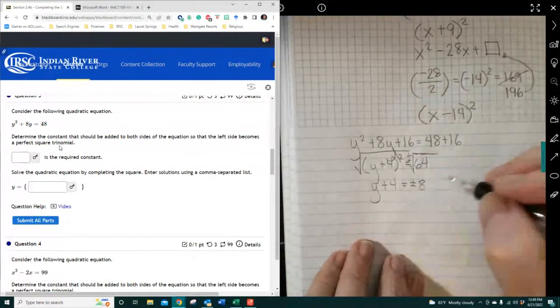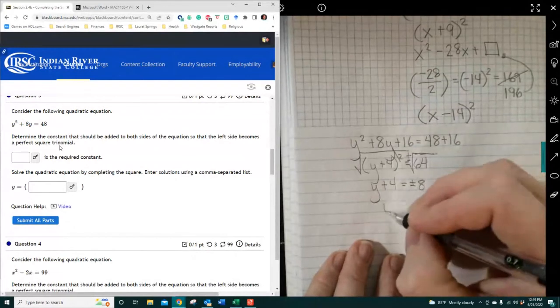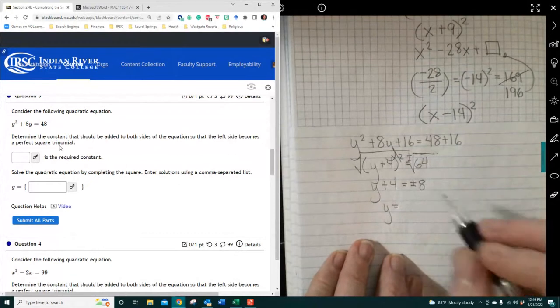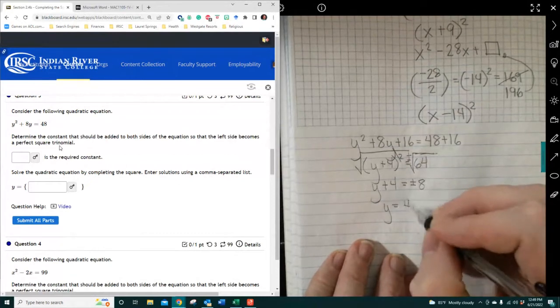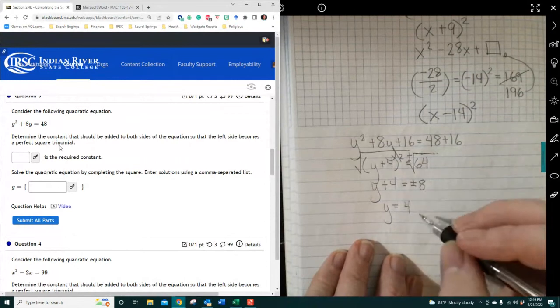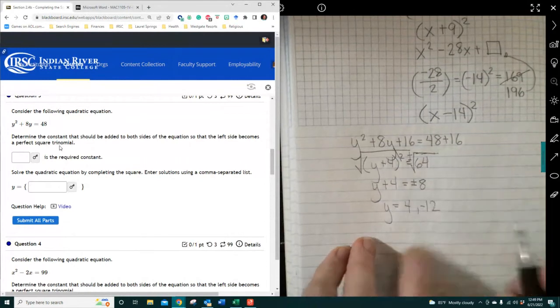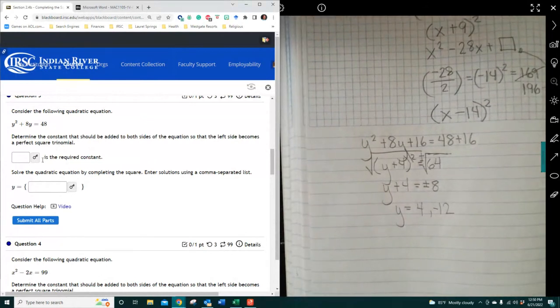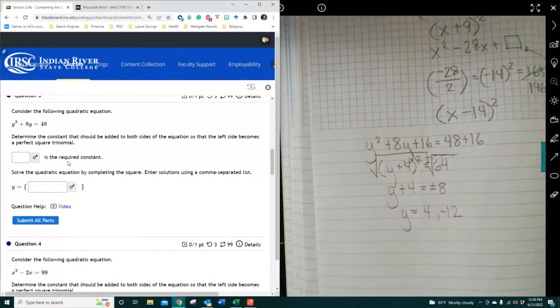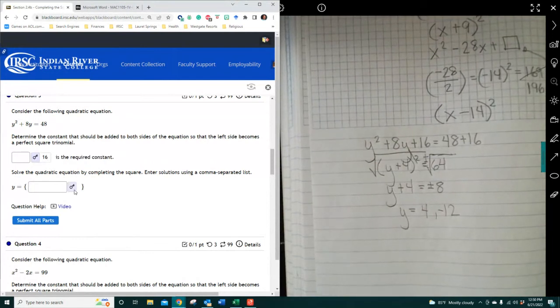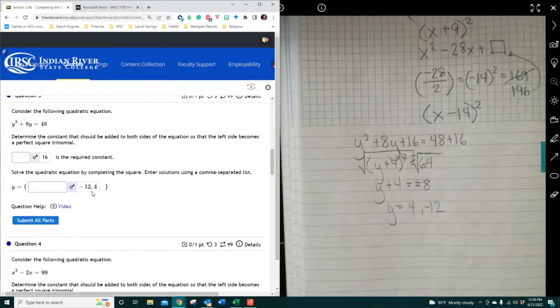And then we can subtract 4 from both sides and get y equals, and then negative 4 added to 8 is going to give us 4. And then negative 4 minus 8 is going to give us negative 12. So we have our two answers that we can come up with for that process. So the constant is the required constant. It's going to be that 16 that I've just pointed out to you. Solve the quadratic, and I've answered that as 4 and negative 12.